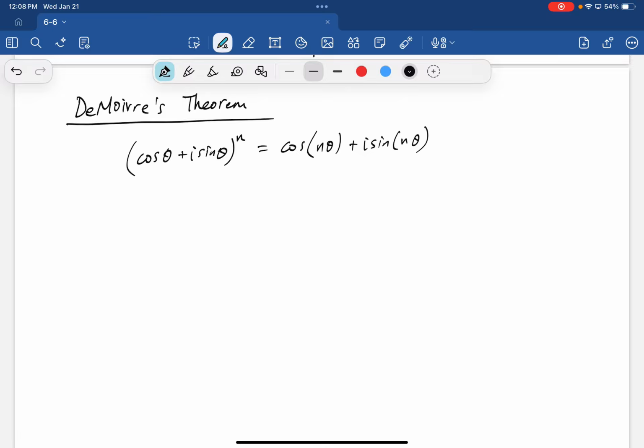Okay. And so this is actually a special case of Euler's formula, and it was derived about 50 years before Euler. And so that's why Euler actually just generalized this with his formula.